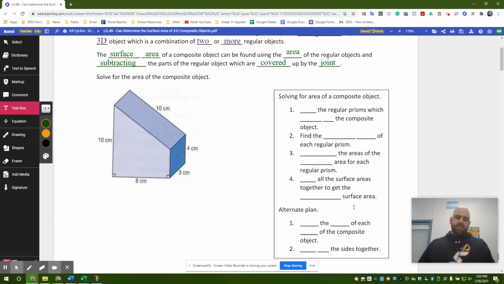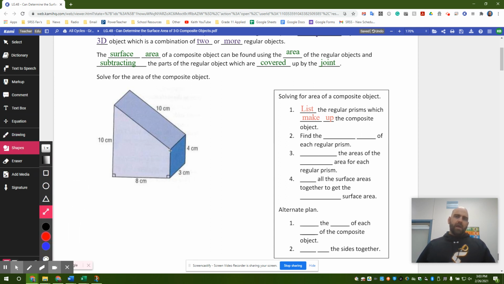Now, how do we find this? Well, I gave you this in Learning Goal 47. If you've watched those notes, you'll see it's all pretty much exactly the same here. The first thing we do is list, or at least determine, the regular prisms which make up the composite object. In this case, we're just going to put a quick little line through here. Let's do it in red. The two shapes we have are maybe not completely clear, but should be mostly clear. We have a triangular prism on top, and a rectangular prism below.